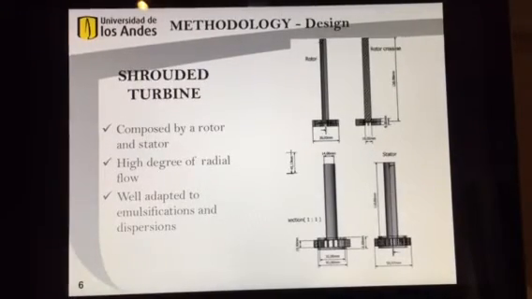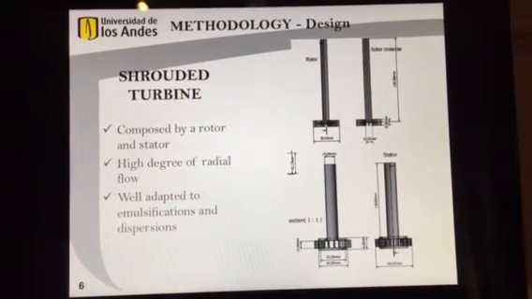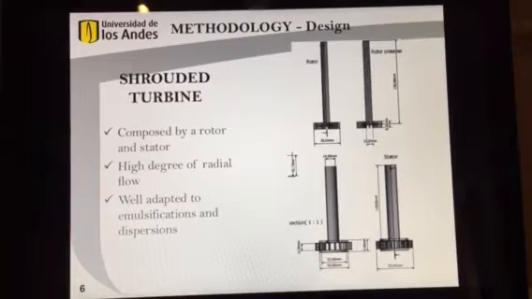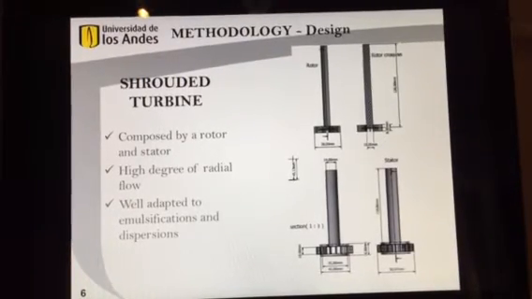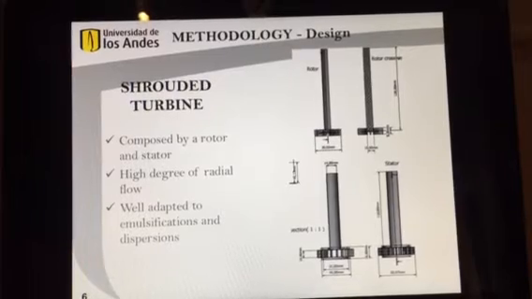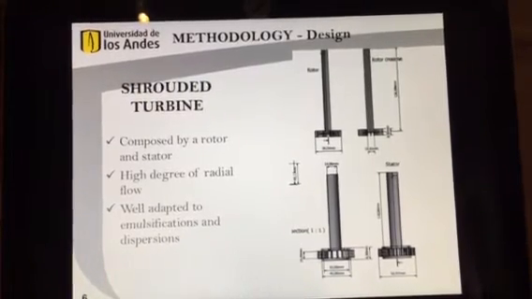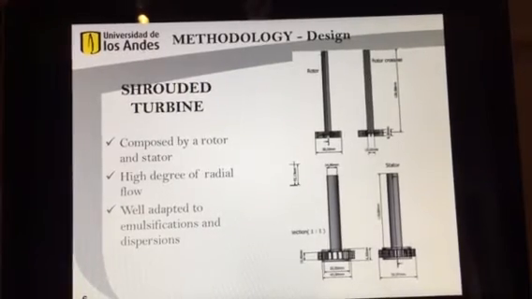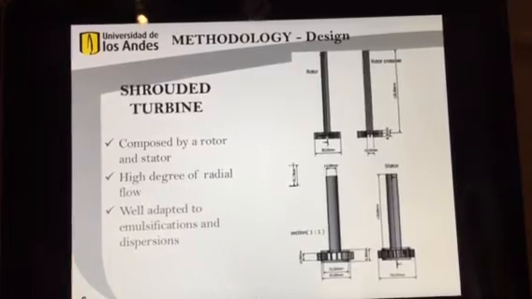On the other hand, the chosen impeller to make the comparison is a Schauder turbine, composed of a rotor and a stator. It has a high degree of radial flow, and is well suited to emulsification and dispersions, which implies that it produces a higher shear rate. As before, a standard tank was added to the design.